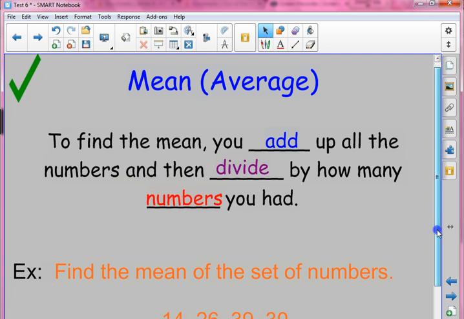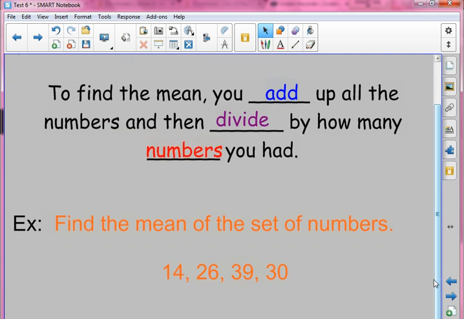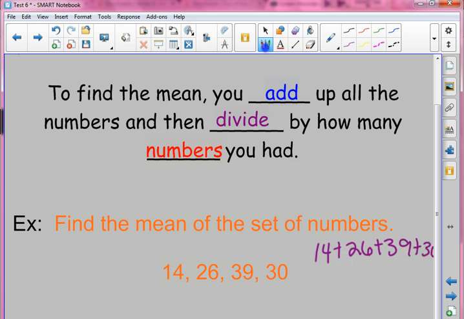I'm quite certain y'all have found averages multiple times. To do this, you would do 14 plus 26 plus 39 plus 30 in your calculators, and then divide by the total number, which is 4. And that would give you the answer.